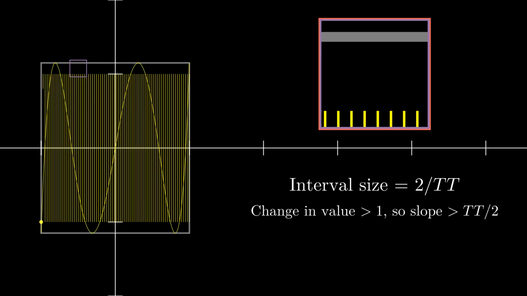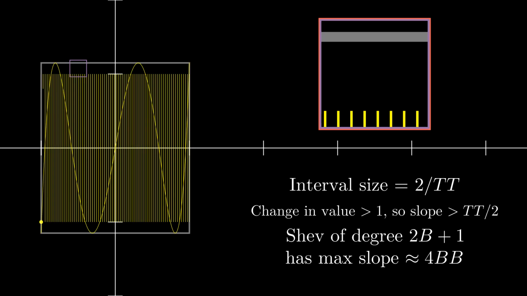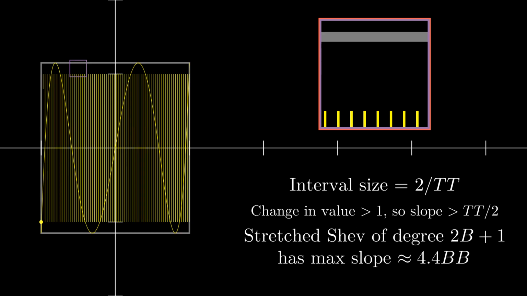But that's impossible. A chef of degree 2 billion plus 1 would have the maximum slope in the normal arena, where it has a slope of around 4 billion. In this enlarged arena, it would be the same chef enlarged which has the maximum slope. So that's a slope of around 4.4 billion, much smaller than trillion by 2. Your polynomial must have degree larger than 600 billion in order to do what you claim.